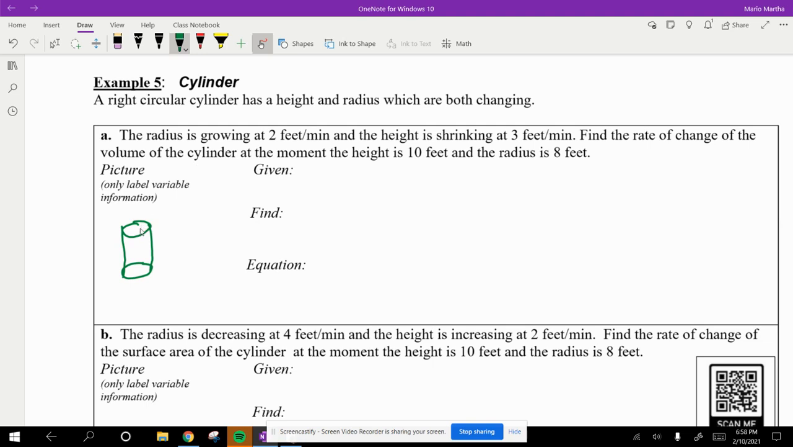So the radius is changing. The radius is right here. There's a little value right there at 2 feet, right? That would be dr/dt is changing at 2 feet per minute. All righty. And then the height is shrinking. So the height, dh/dt, is shrinking. So that's negative 3 feet per minute.